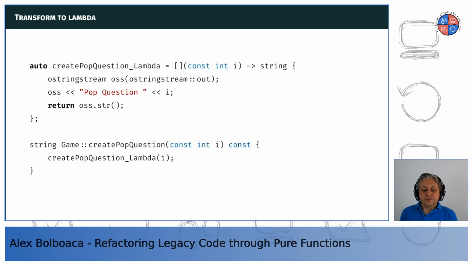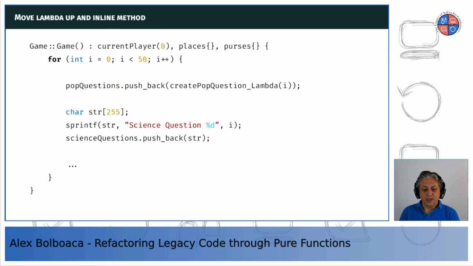Cool. And now I can transform it to lambda. And by the way, if you don't know C++, the syntax for lambda is a bit weird. There's a square parenthesis in front of the function, which you can safely ignore. For now, I won't use it. But basically what it says is I go from constant I to a function that returns string. That's basically what it does. And now I can use this in my create pop question function. I can move the lambda up and I can inline the method.